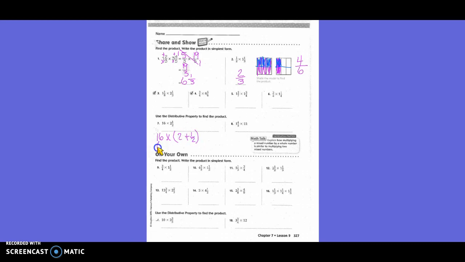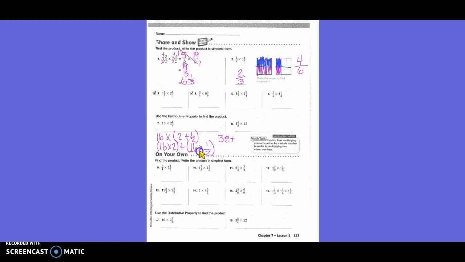Then I'm going to do a new set of parentheses. What am I going to do in that first set of parentheses? 16 times 2 plus 16 times what? 1/2. So what is 16 times 2, guys? 32. I'm going to have 32 plus, and then we have 16 times 1/2.